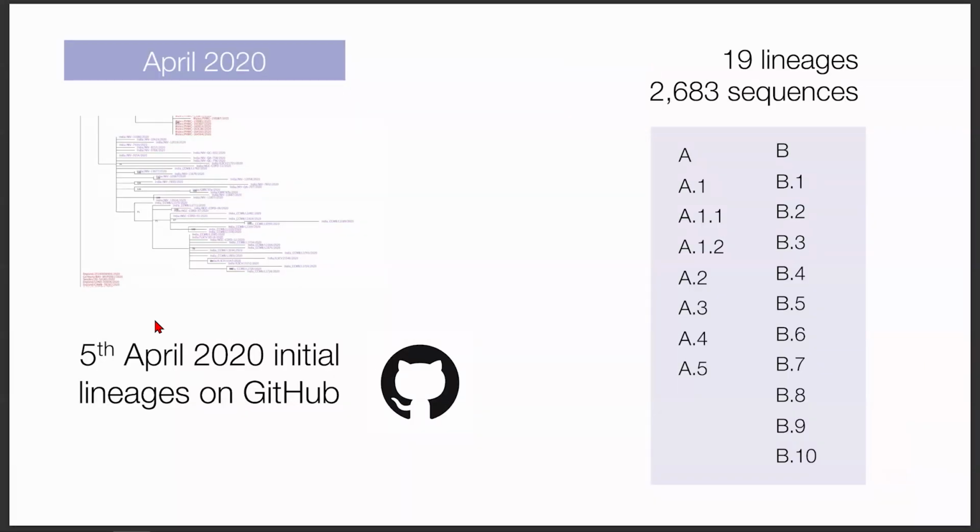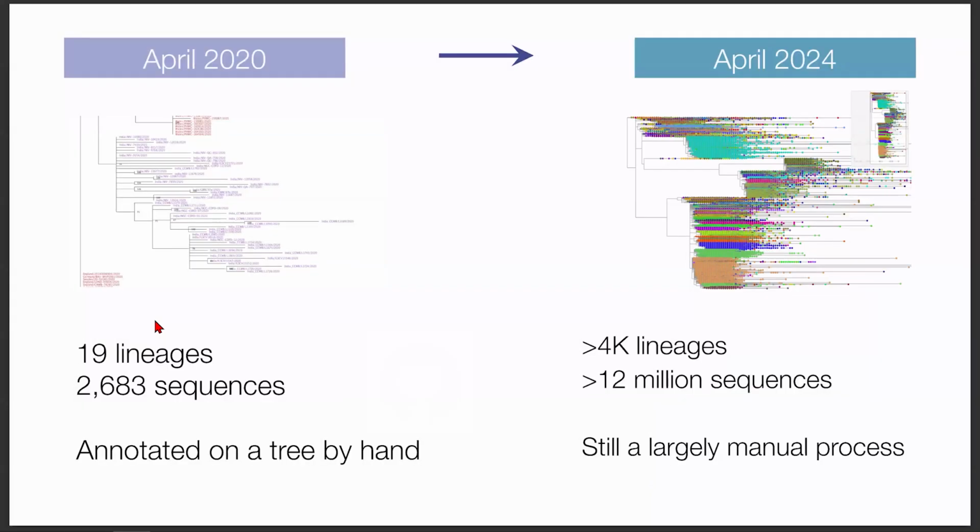So when I was making this talk, I traced back to the very first lineages that were shared on GitHub. And on the 5th of April 2020, there were 19 lineages that had been designated on a tree of about 2,500 sequences. You can see them all there. We've now fast forwarded all the way to 4 years later, and there have been more than 4,000 lineages designated. There are some that were removed, so there's slightly fewer than 4,000 that are currently designated. But they have been designated off of a diversity in a tree representing more than 12 million sequences.